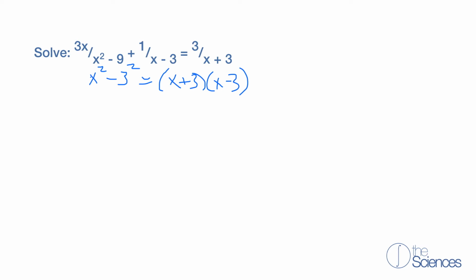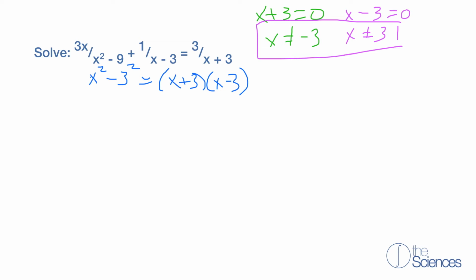Now to set restrictions, the denominator cannot equal 0. So we're going to set both of these equal to 0 and solve for them. So here x equals negative 3, and here x equals 3. This means that x cannot equal negative 3, and x cannot equal 3. That's our restriction.